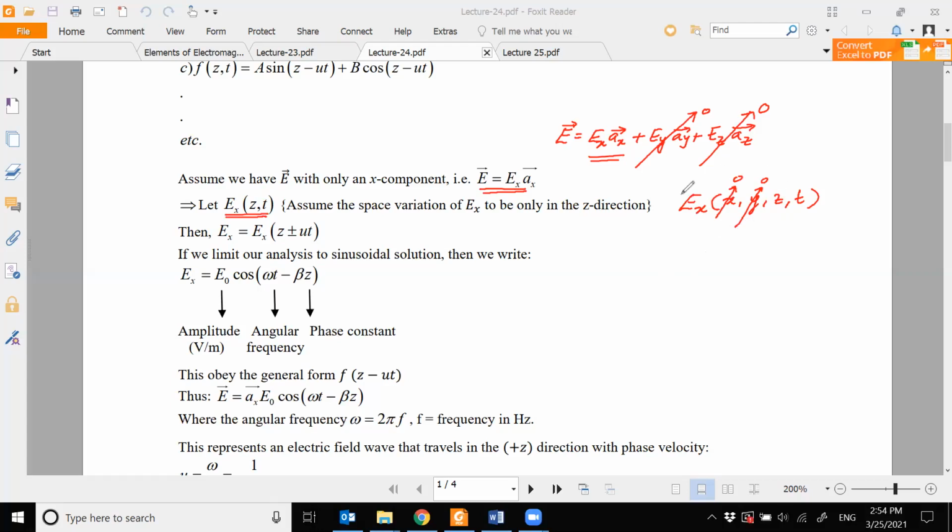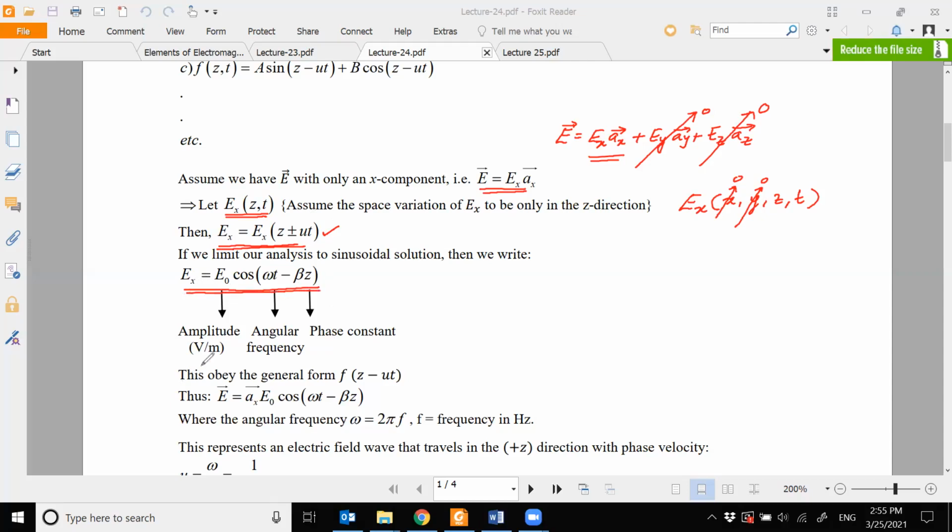We will look at this a little more when we study waveguides, the bounded medium. You will see that x and y will be bounded by the medium, and therefore will not contribute much towards the mathematical solution. Now this is our electric field Ex component. I'm writing it as a function of z plus or minus ut, and then assuming the sinusoidal solution. Therefore, Ex is E0 cosine of omega t minus beta z.